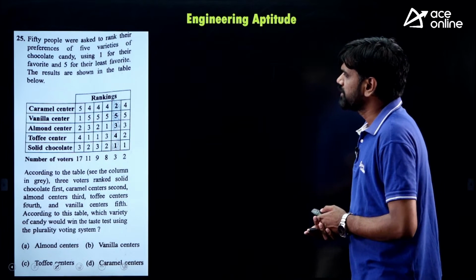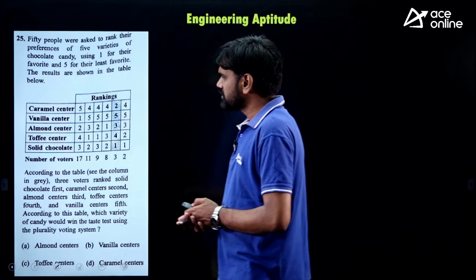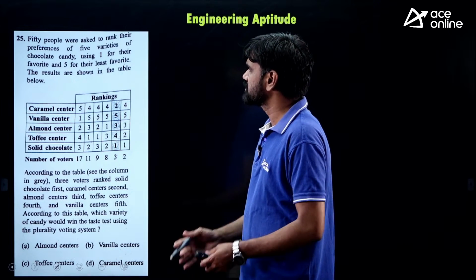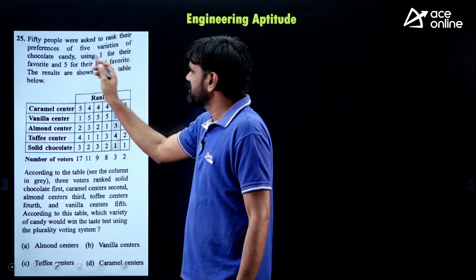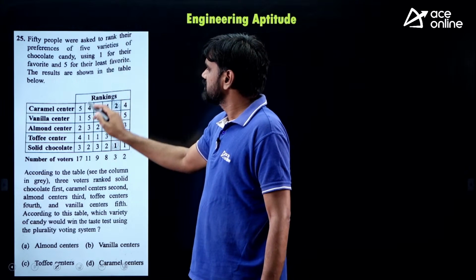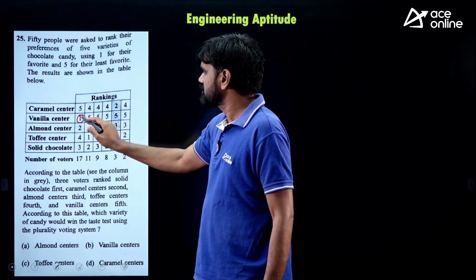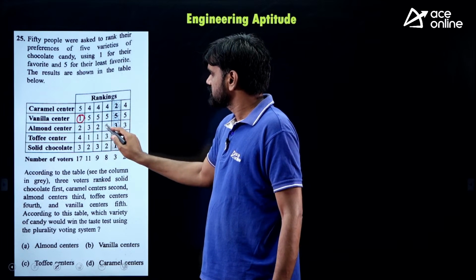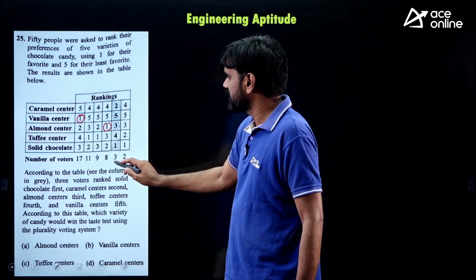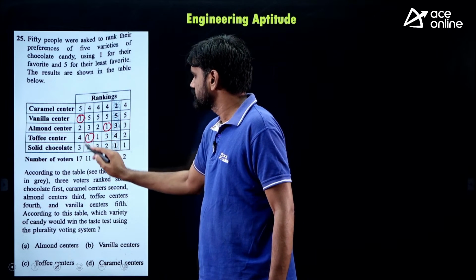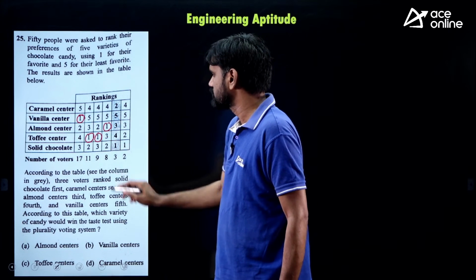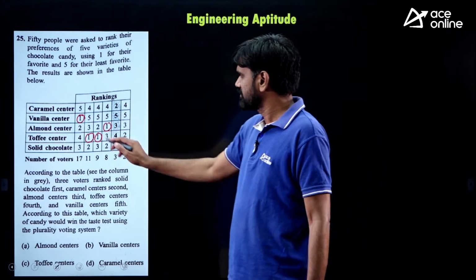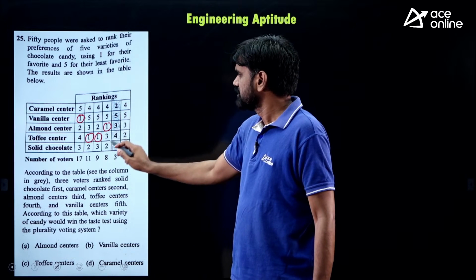Next, problem number 25. So this is also: 50 people were asked to rank their preferences of 5 varieties of chocolate candy. So they have given the ranks over here. So 1 is the highest preference. So vanilla center is preferred by 17 candidates. Similarly, almond center is preferred by how many candidates? 8 candidates. And toffee center is chosen by 11 candidates and 9. So together it is happening to be how much? 20. Right? Next, coming to this one.